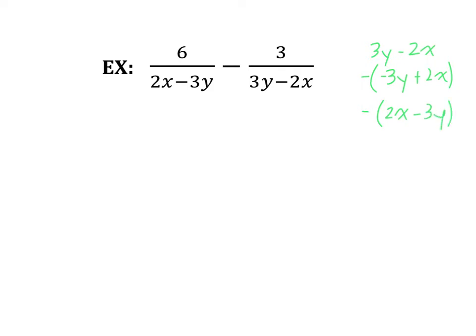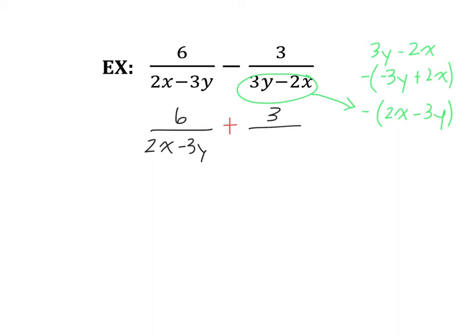Now, why would I do that? Well, then my denominators will be the same, essentially. Okay, so what's going to happen is this minus and this negative is going to go to a plus. So I'm really going to change that to a plus. This first rational expression stays as is. And now, because I changed that to a plus, because it's 3 over this negative 2x minus 3y, okay?